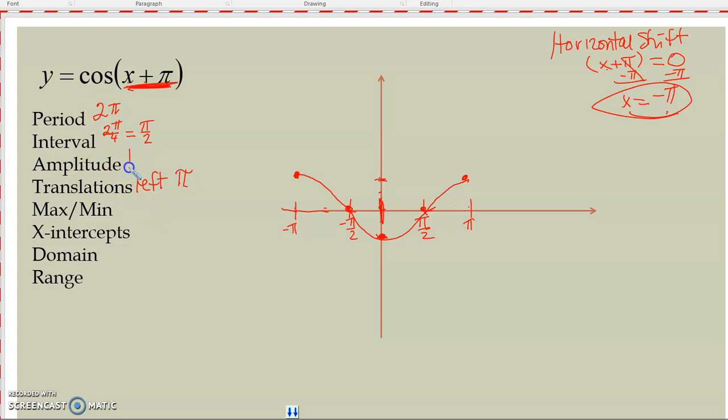Now my amplitude didn't change, it was still 1, okay? My maximum and minimum did not change. Max is still 1, minimum is still -1. So that means my range did not change, okay? My domain is going to remain all real numbers. My intercepts did change, because I shifted. I have an intercept at -pi over 2 and +pi over 2. Okay?